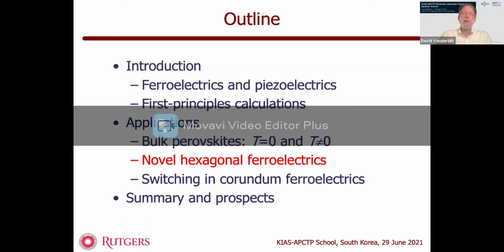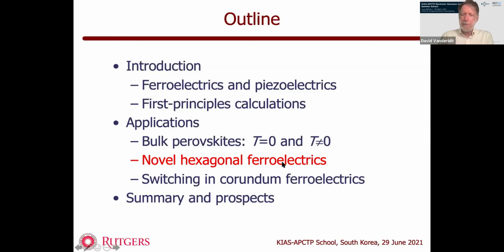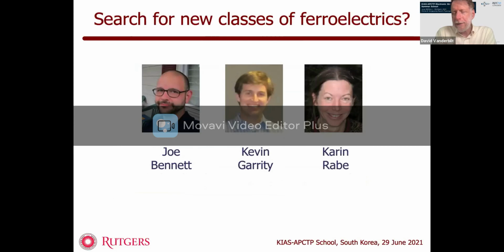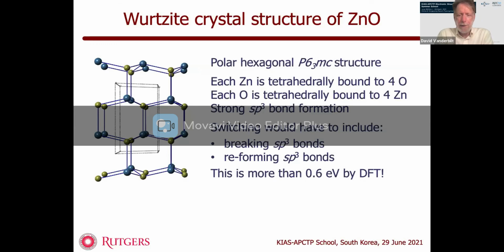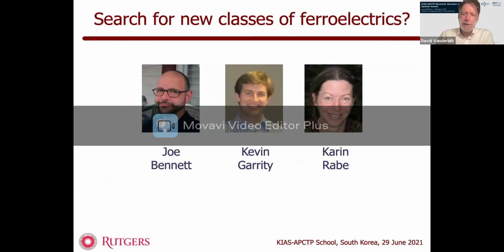Okay, so I've got about 20 minutes left, and I want to try to do 10 minutes on this class of hexagonal ferroelectrics and 10 minutes on the corundum ferroelectrics. And I might skip the second one if I have to, but let me talk about this work on hexagonal ferroelectrics. I told you that the perovskite class of ferroelectrics are the most widely used today. And that's still true, but it would be very nice to have other new classes of ferroelectrics to explore. And one class of ferroelectrics that we explored, being this group, Joe Bennett and Kevin Garrity, were postdocs at Rutgers. Karen Rabe is my faculty collaborator at Rutgers.